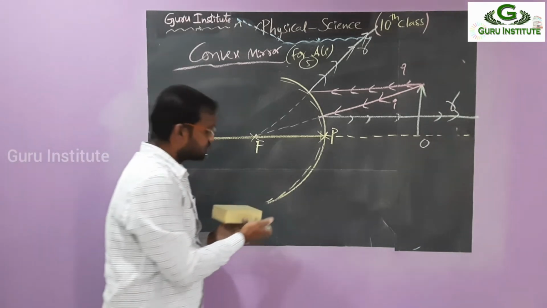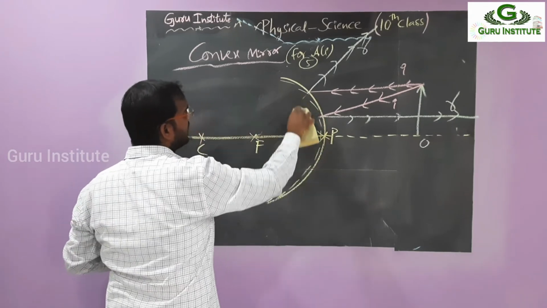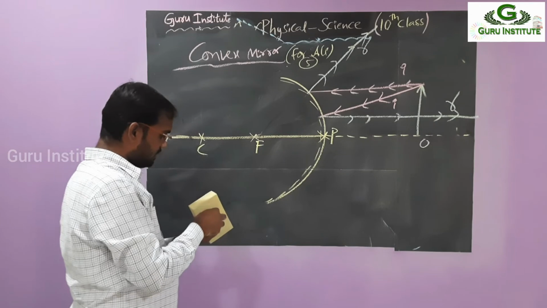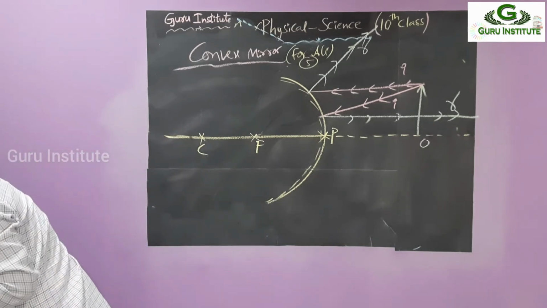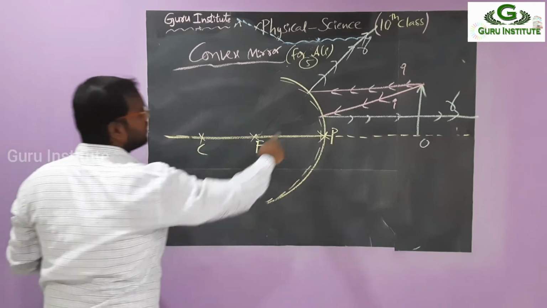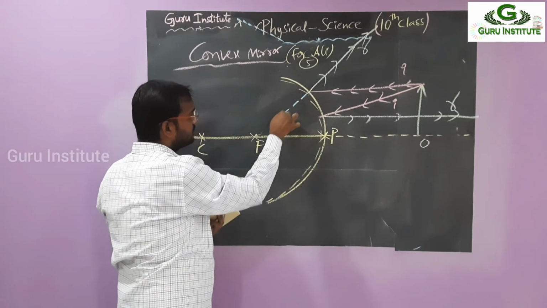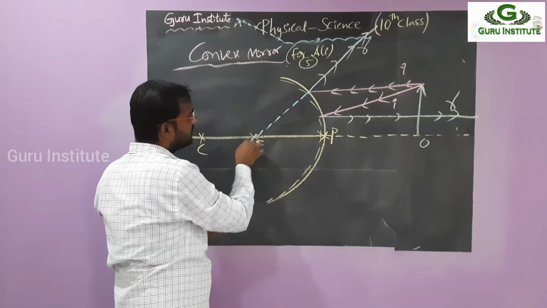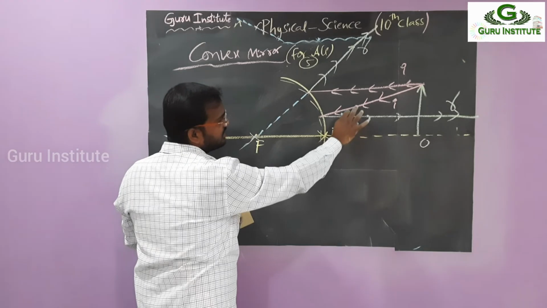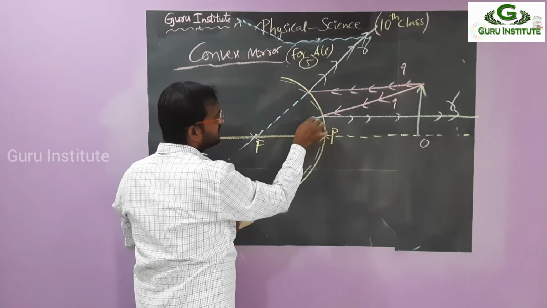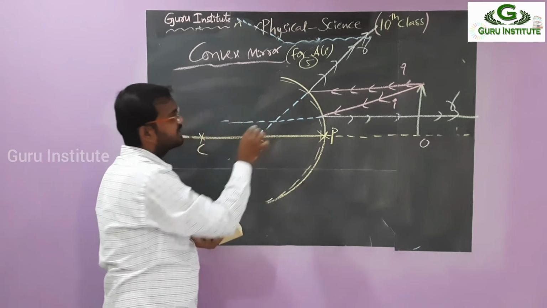Okay, extension. Before going to that, I am erasing this one. For understanding, we are taking this one. So which one do we have to extend? Only the reflected rays. So I am extending this reflected ray. If they meet at a point, that will be it. This is the focus. This is the incident ray, and this is the reflected ray. We have to extend this one. So I am extending here.